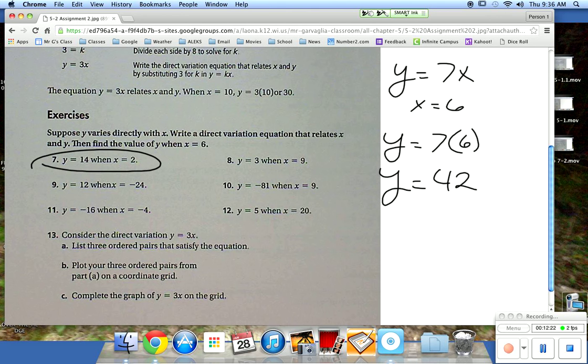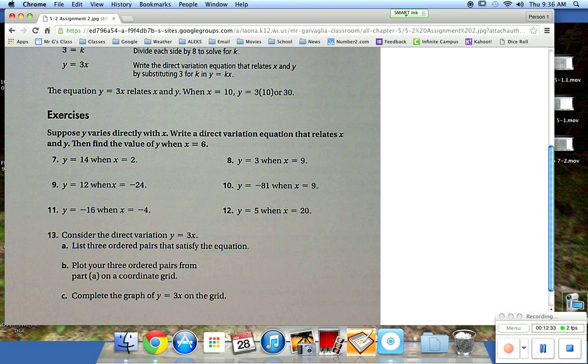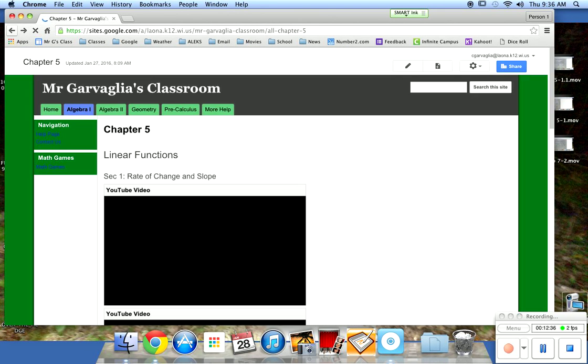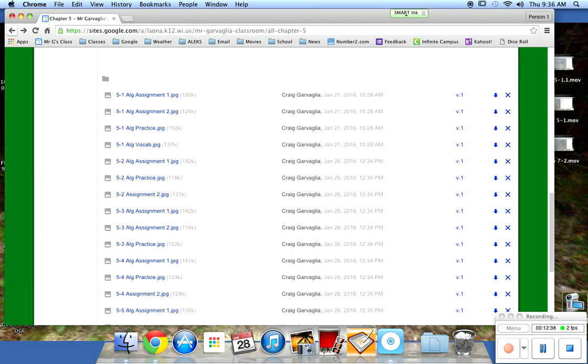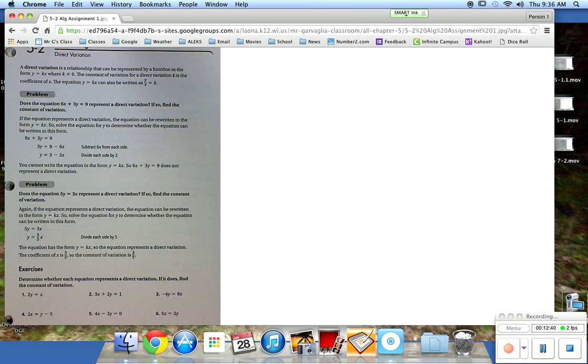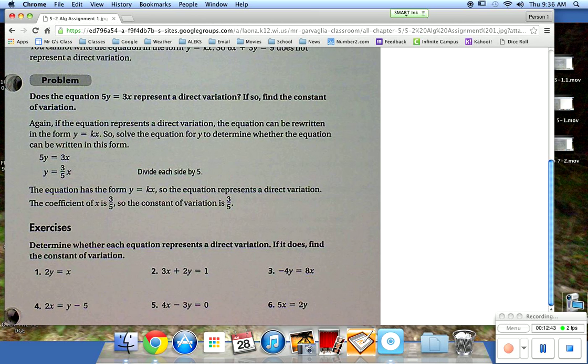I do 13. No, 1 through 13. Skip number 7. Let's take a look back over here. Yeah, all you have to do is determine whether these have a direct variation or not. Pretty quick, pretty easy. Should be able to do that. So yes or no? Solve for y on each one of those.